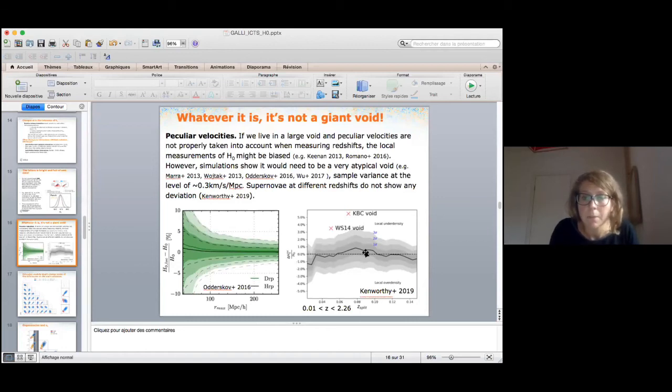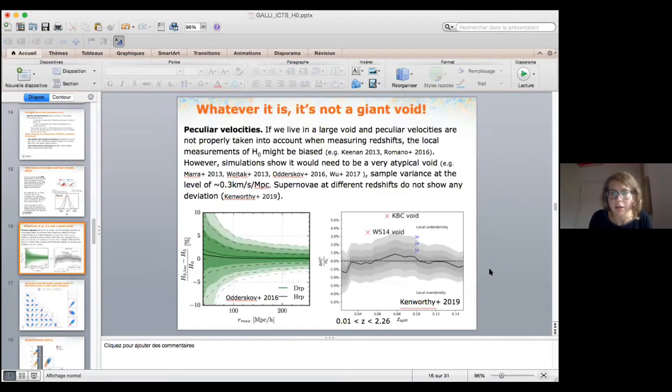Okay. Sorry, who is the author for this paper? I would like to look it up. Can you see my screen still? I can see your screen, yeah. Yes, all the references are here, but the latest work for supernovae is from Kenworthy et al. Okay.